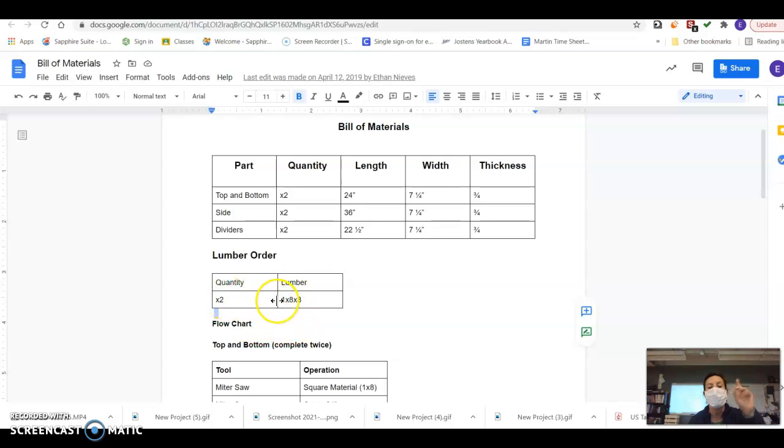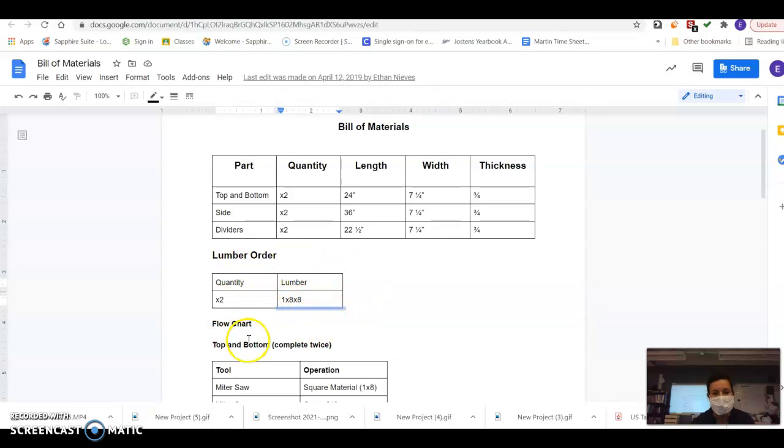Like you might need one 1x4x8. You might need one 1x6x8. You're not necessarily going to have a 1x8x8 here. Okay, this is going to be different for each student. So don't take the example and copy it. I've had students do that before. This is specific to your shelf.